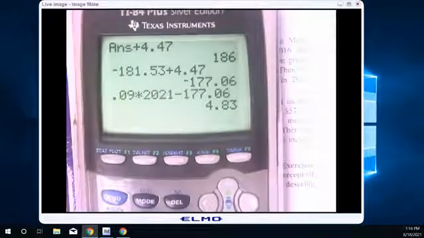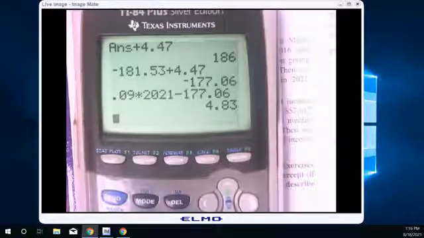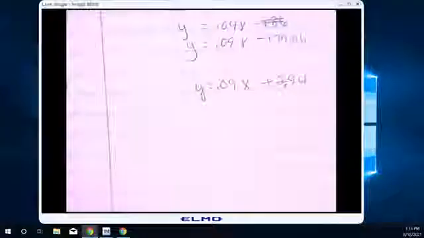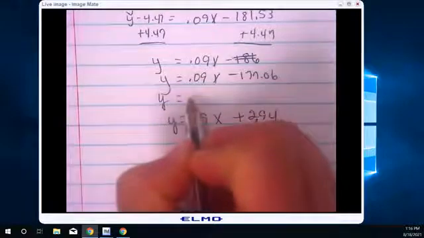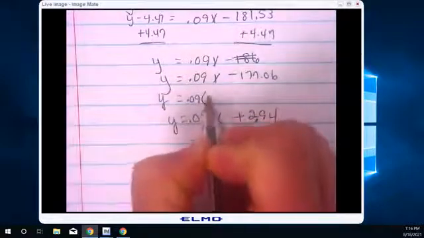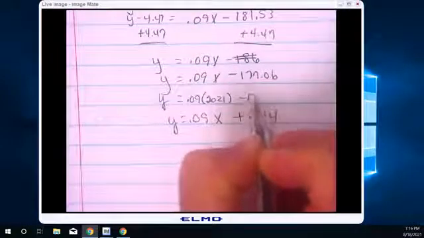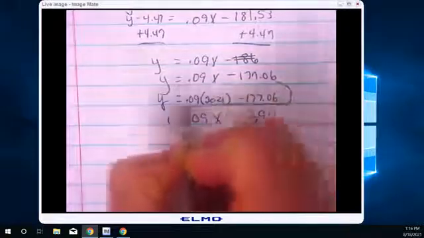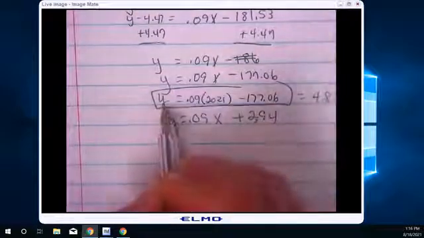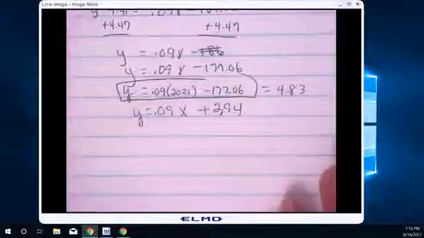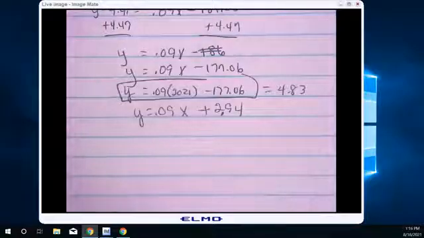So what do I write on my paper? Is it y equals 4.83? It is not y equals. Let's look at this. Okay, so here is my equation. I plug in 0.09 times 2021 minus 177.06. I type that into my calculator and I get 4.83, which is y. Y equals that. But what is y in terms of?